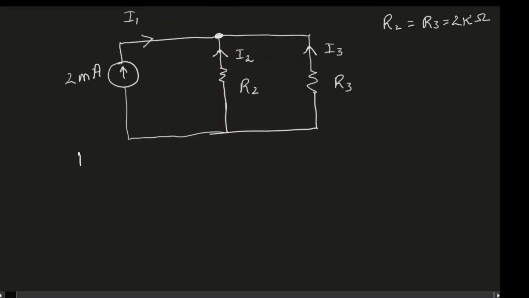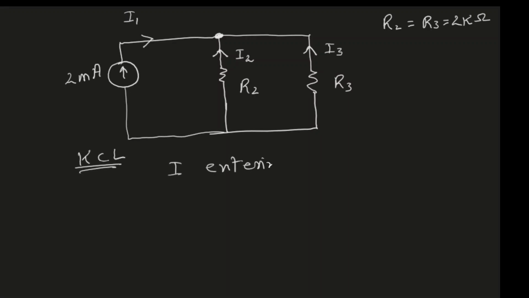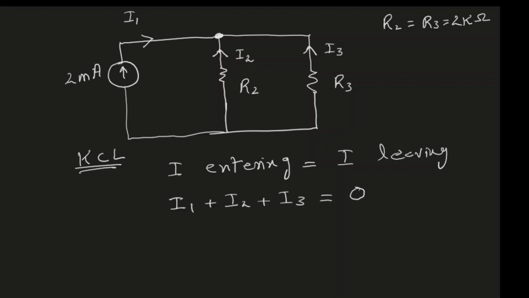So now let's apply KCL. According to KCL, the amount of current entering should be equal to the amount of current leaving that node. So the current entering, as you can see, is I1 plus I2 plus I3. All three currents are entering the node. And there is no current leaving the node, so therefore the amount of current leaving is 0. So we got an equation which is different than last time, right? You can see our previous equation was slightly different than this one, but that doesn't matter.